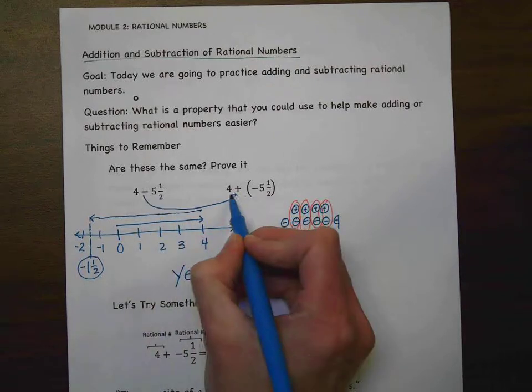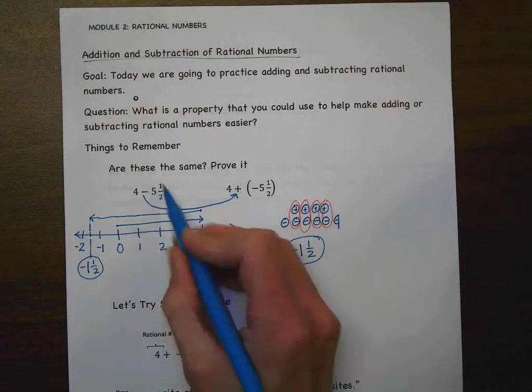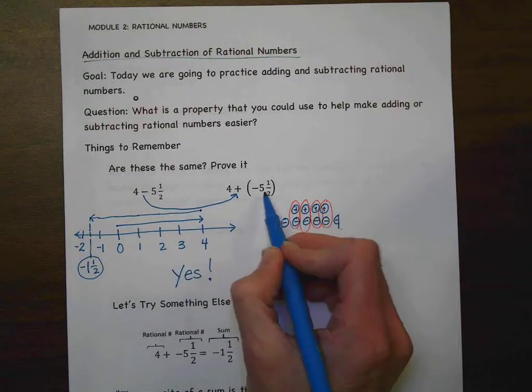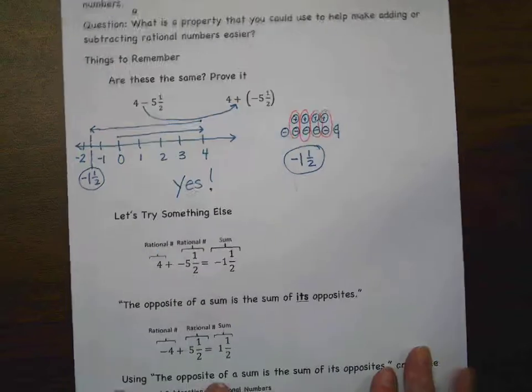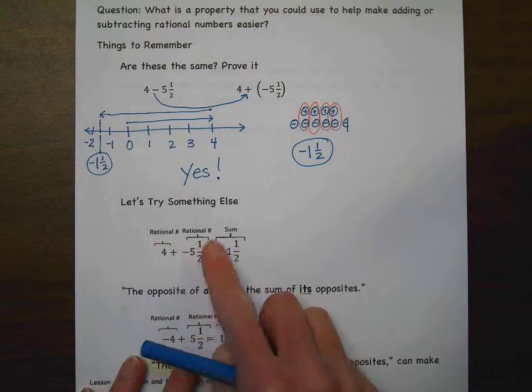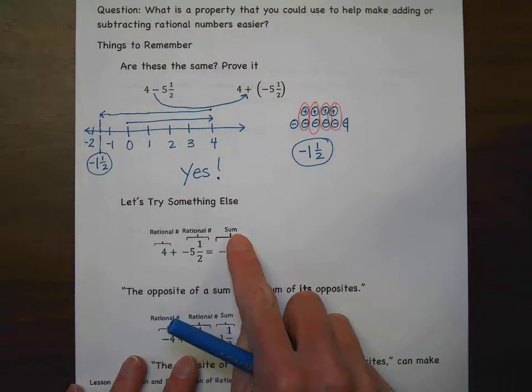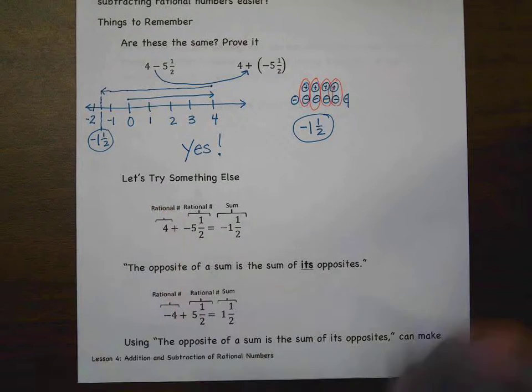Okay, so just a quick reminder that subtraction is exactly the same as adding. So notice we went from subtracting to adding. This is a positive 5.5. The opposite of positive 5.5 is negative 5.5. And so we remember that subtraction is the same as adding the opposite. And it works with rational numbers as well. Okay, so let's try something else. It says rational number, rational number, sum. So a rational number, remember, is any of those things.